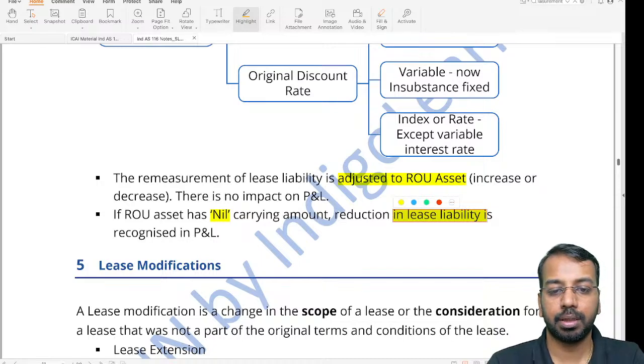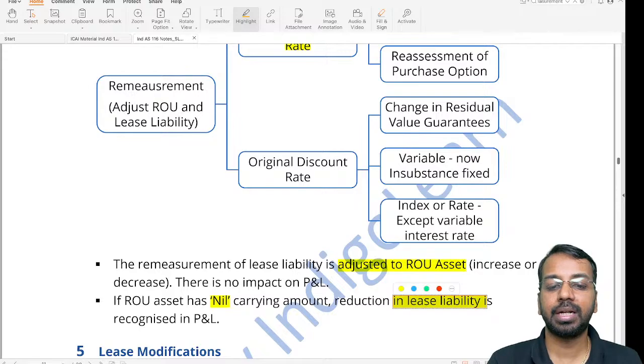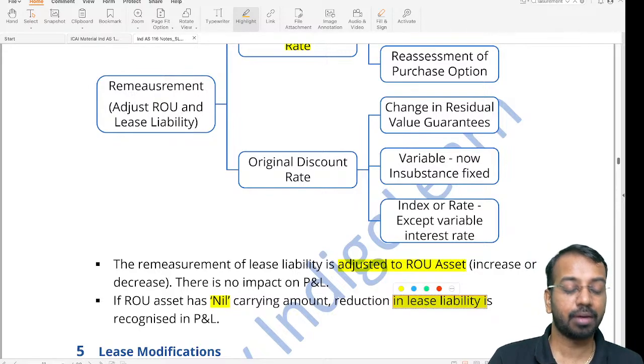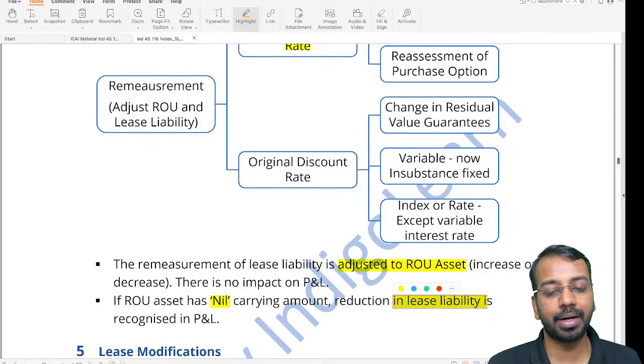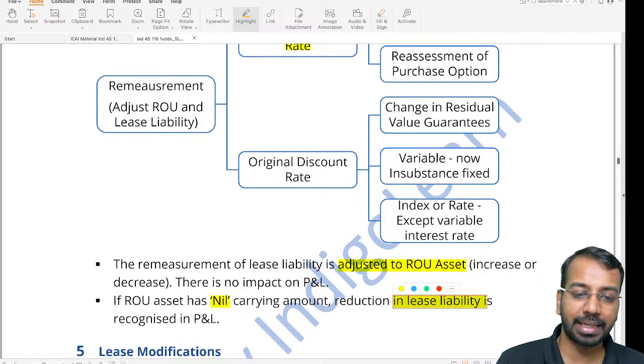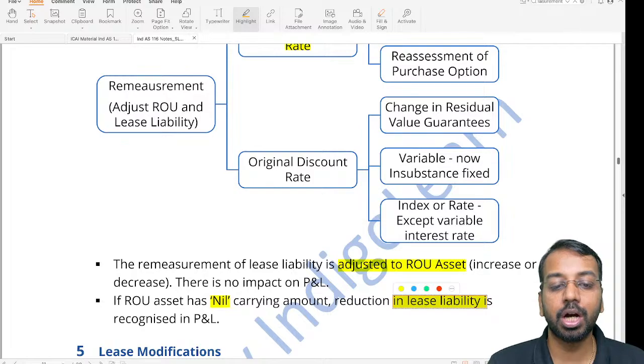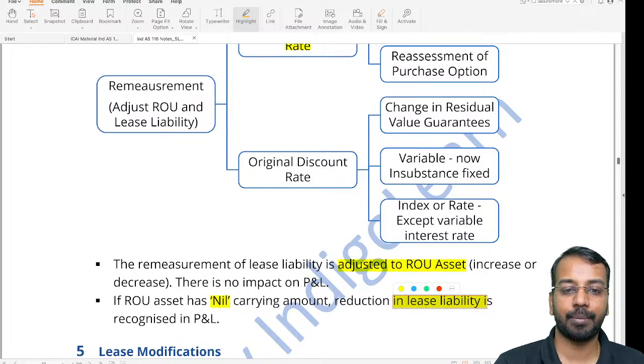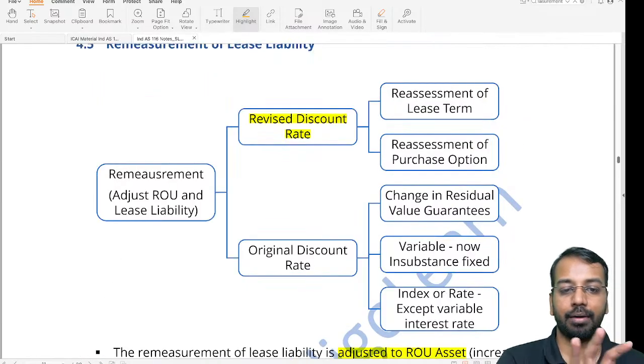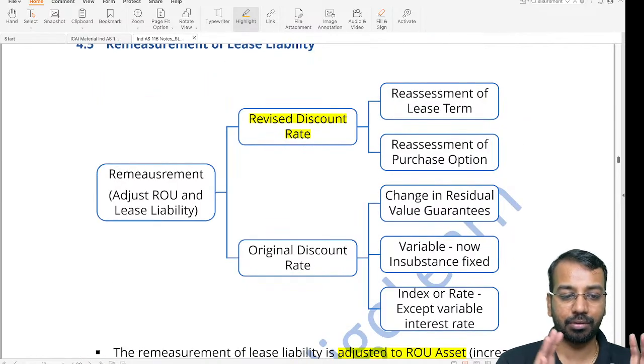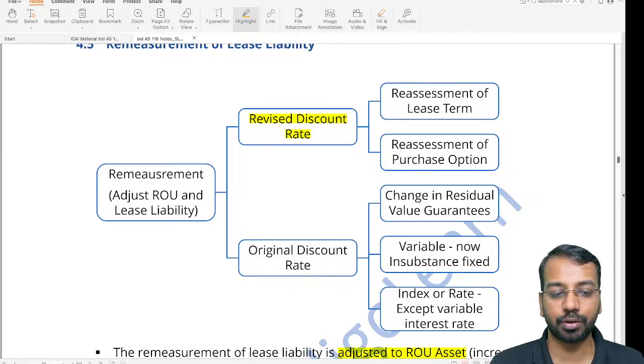Now, if the payments are dependent on index or rate, except variable interest rate which is like a floating rate, even when you update that subsequently, you will use the original discount rate only. You will not use the revised discount rate, right? So that is broadly the remeasurement part. I have tried to summarize in the limited discussion we had.